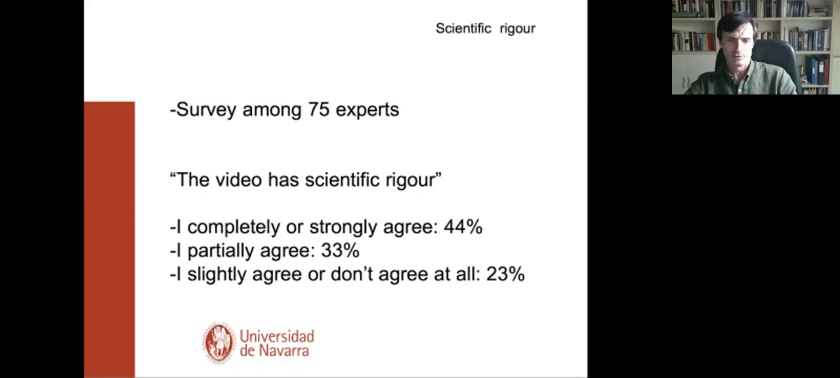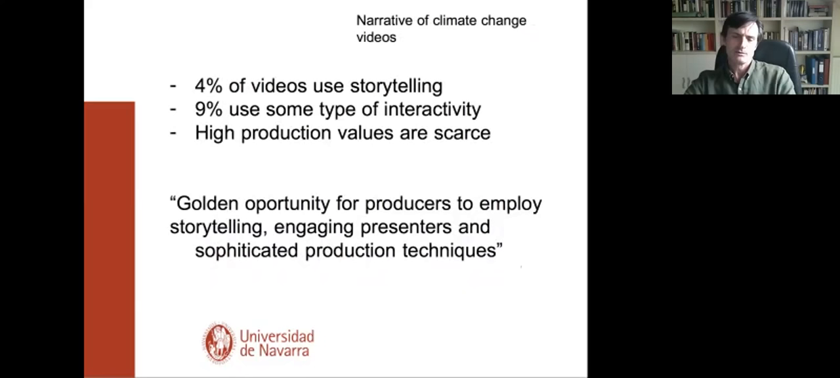What about the narrative? This is something we analyzed in quite a lot of detail. Here are some of the headlines. Very few of the videos are using storytelling, only 4%, although we know that this would be a very strong way of communicating. It's not being used. Most of the videos are using the explanatory narrative that doesn't really help people to engage. And then only 9% are using some type of interactivity, although the internet is supposed to be the place for interaction, one of the main values of communication on the internet. Well, it's not being used, not yet, at a very, very low level.